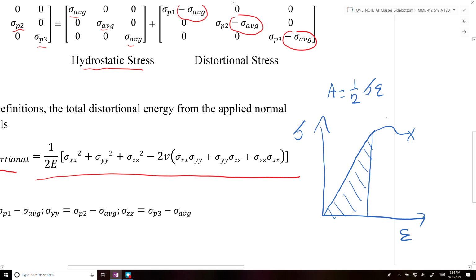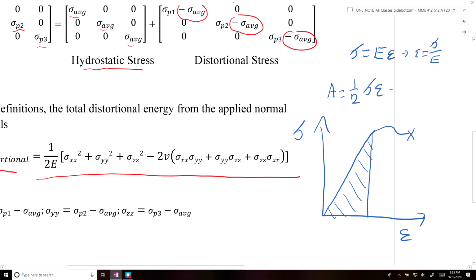We can use Hooke's law and say that for an elastic material, the stress is proportional to the elastic modulus times the strain, and we can say that the strain would be equal to the stress divided by the elastic modulus.